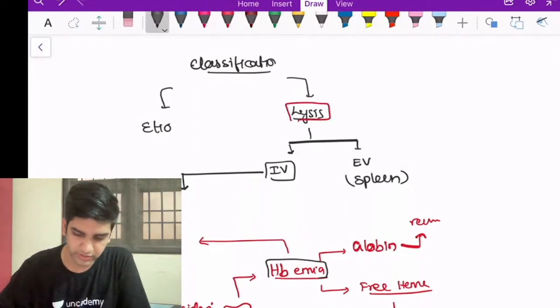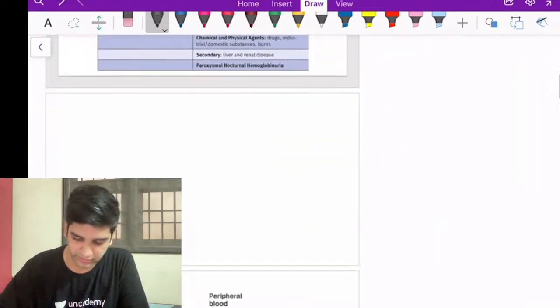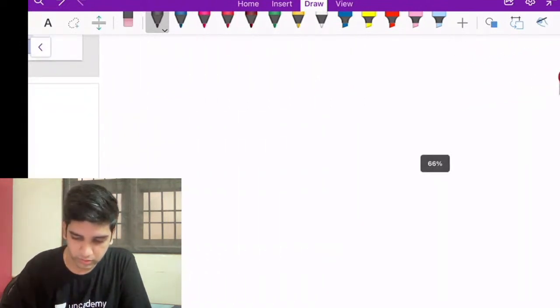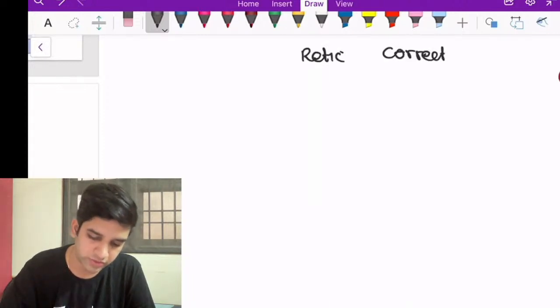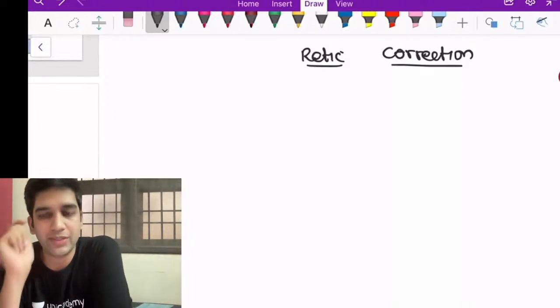So the next thing you're going to see is something called reticulocyte correction, and this is important for me. When I say reticulocyte correction, I'm going to have two corrections in reticulocytes. My first query is, why should I have a reticulocyte correction? Why do I need to correct it?